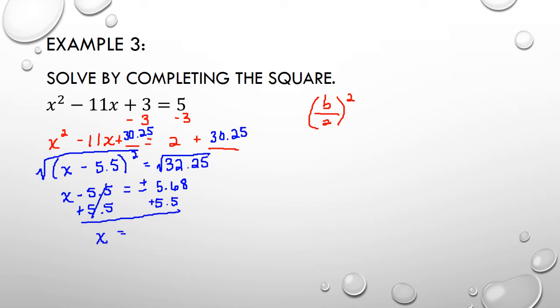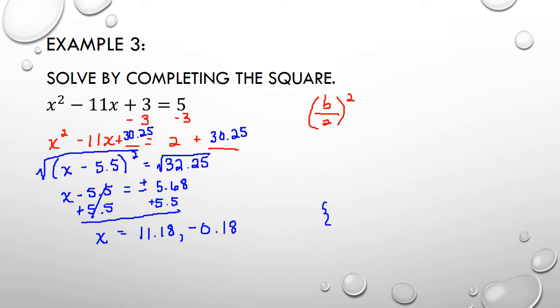And that gives us x equals, take the positive 5.68 and add 5.5 to it. And that gives us 11.18. Now let's do the negative. So negative 5.68 plus 5.5. And that gives us negative 0.18.